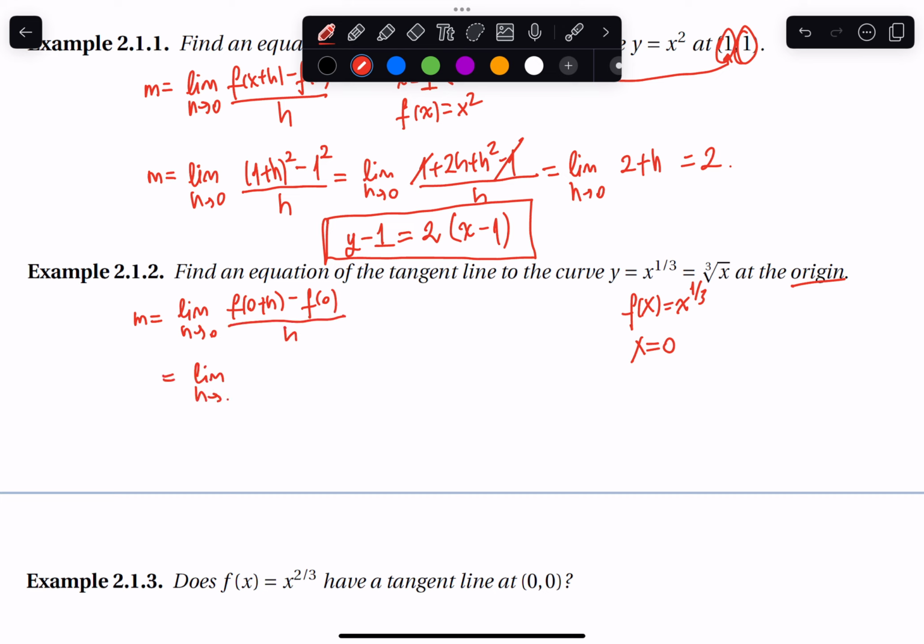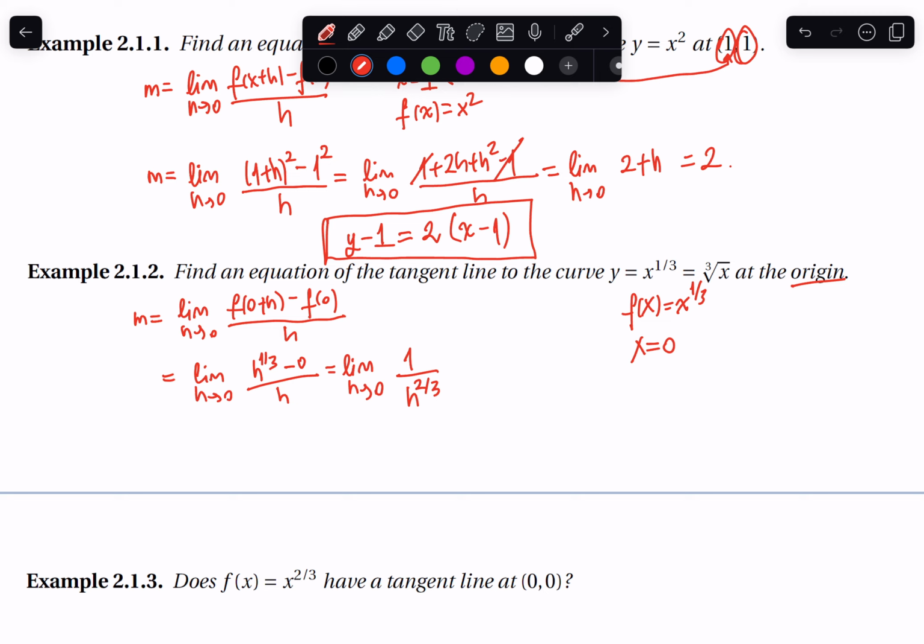And this equals f(h). What is f of h? h to the power 1/3. What is f of 0? It is 0, divided by h. So this is the limit as h goes to 0 of h to the power 1/3 divided by h, which should be 1 divided by h to the power 2/3.